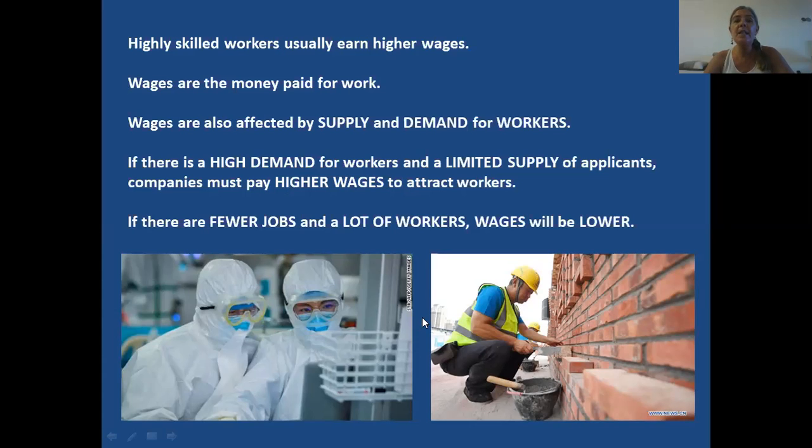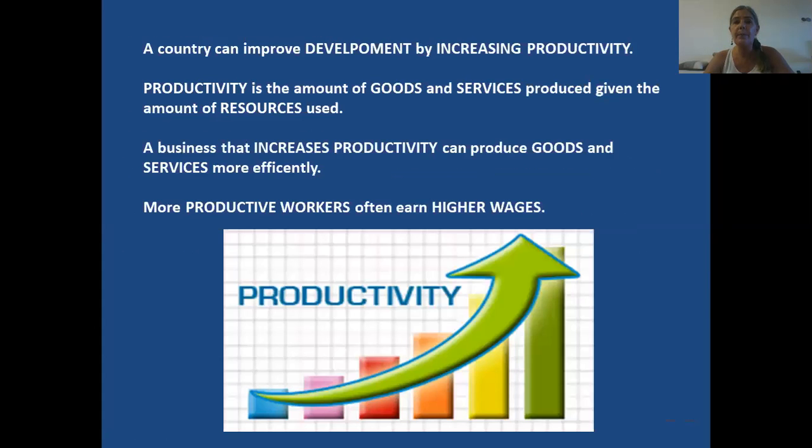Here we can see specialized workers. We have scientists over here, which is a very specialized skill. And we also have construction workers over here, which is also a very specialized kind of skill. So they get paid more because they have specialized skills in their areas of work.